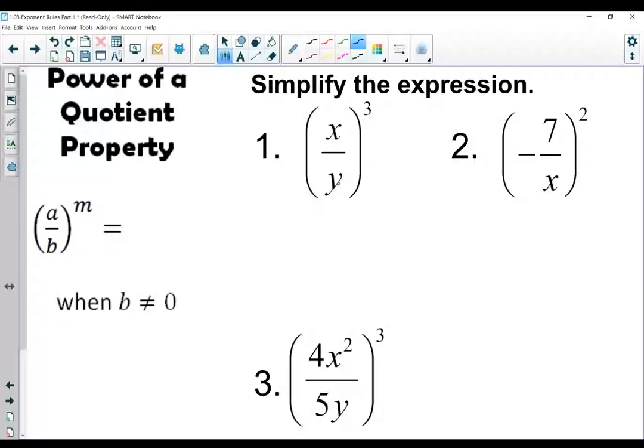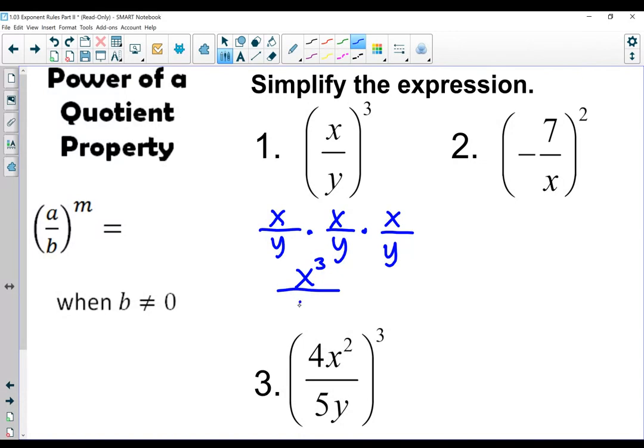So if I have x divided by y, but then raised to the third power, that means I would have 3 factors of x divided by y. So I could write it as x over y times x over y times x over y. Well, we know to multiply fractions, we multiply all the numerators, we multiply all the denominators. So x times x times x, I can shorthand and write as x to the third. Y times y times y, I can write as y to the third. So it turned out that I distributed that exponent to the numerator and denominator. Let's see if that works in the next one.